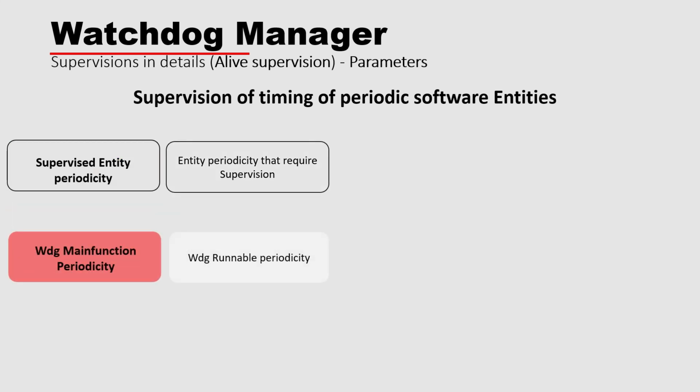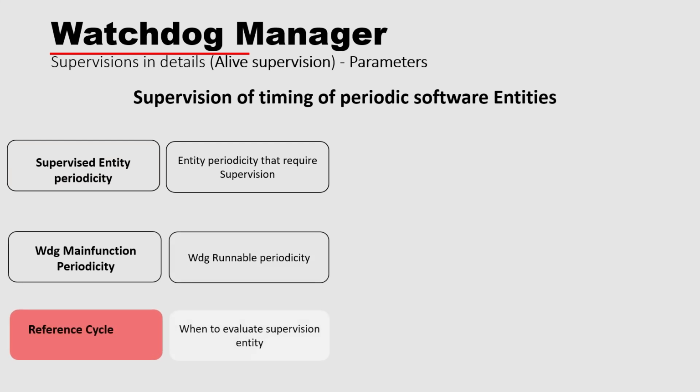The second parameter is the Watchdog main function periodicity. This is the periodicity of the Watchdog main function that you configured in the basic software. It can be 10, 20, or 100 milliseconds. It is your decision to take in the architectural design. The third parameter is the reference cycle.